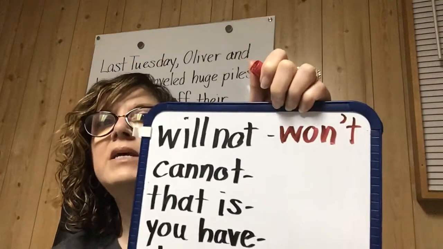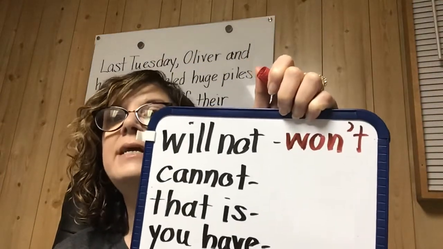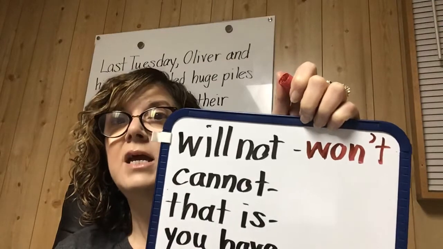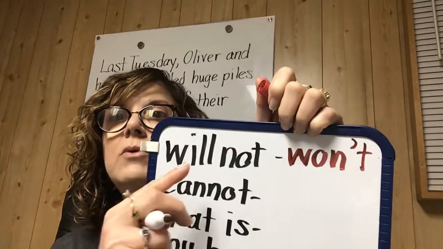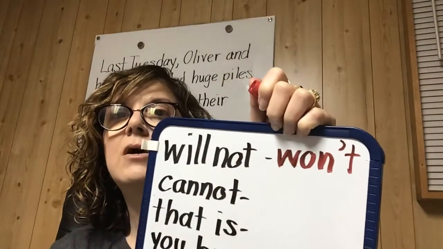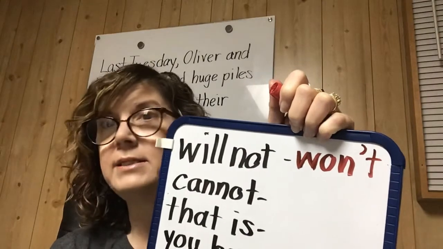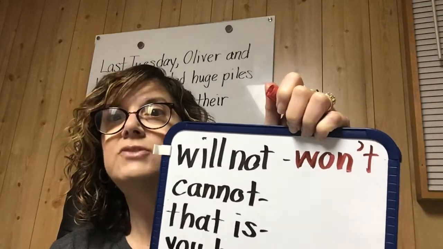apostrophe T. Will not becomes won't. That is why it is a little tricky. Okay? Two words, will not becomes won't. You just need to get it memorized. Okay? That's why it's tricky.